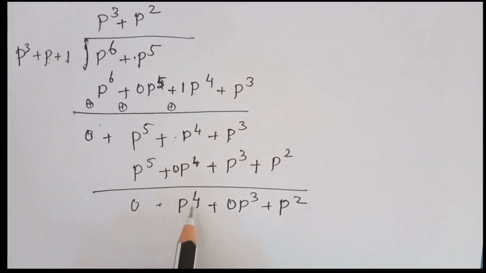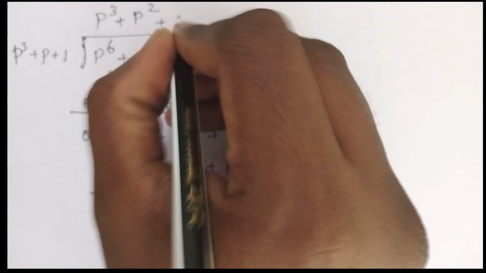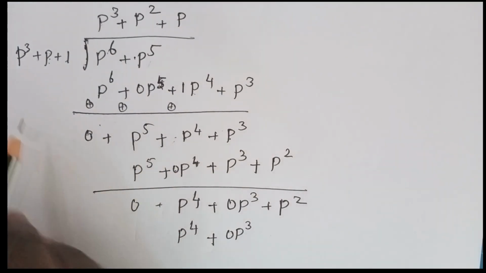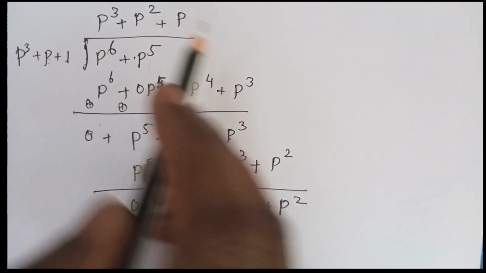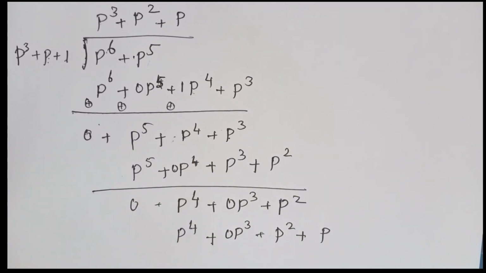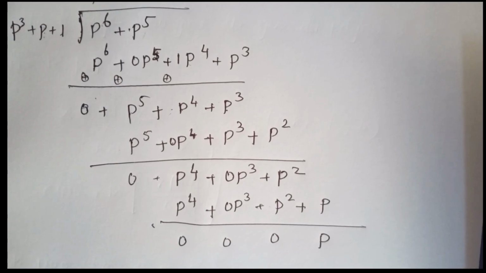So here p power 4, okay, we have p cube, then we need to add p, right, plus p. So if you put plus p, p cube into p is p power 4. So p power 4 plus p into p is p square. We have p cube, so it is 0 p cube. Okay, there is no p cube term, so it's 0, then we have p square, so it is p square plus p. Okay, now if we do this, what you get is 0, again 0, 0, you get just p, right? You get just p. Okay, so the remainder is p.